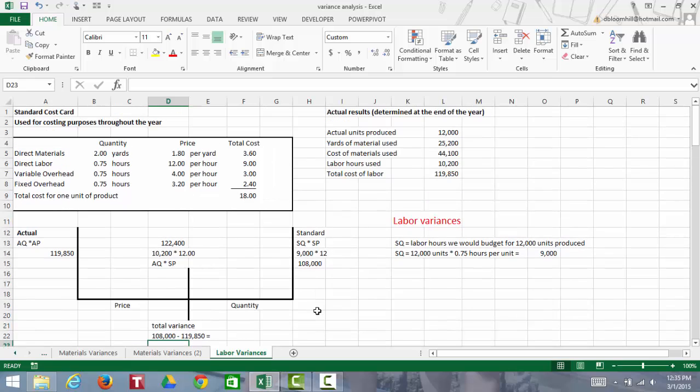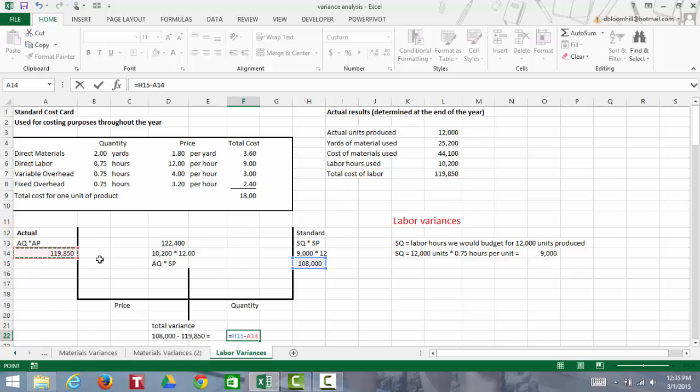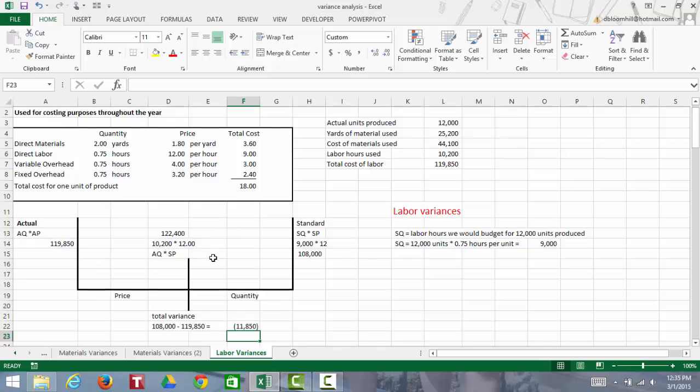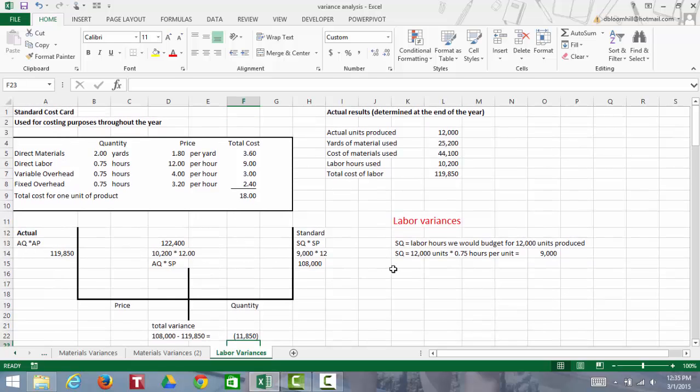In this case, the negative number is bad because it means we have an unfavorable variance. It means that we spent more than our budget. So we budgeted 108,000 for labor, and we actually spent 119,850. So our total variance is 11,850 unfavorable.